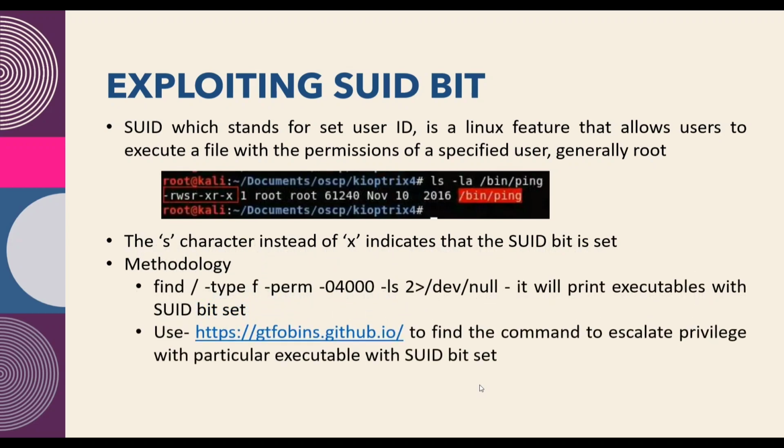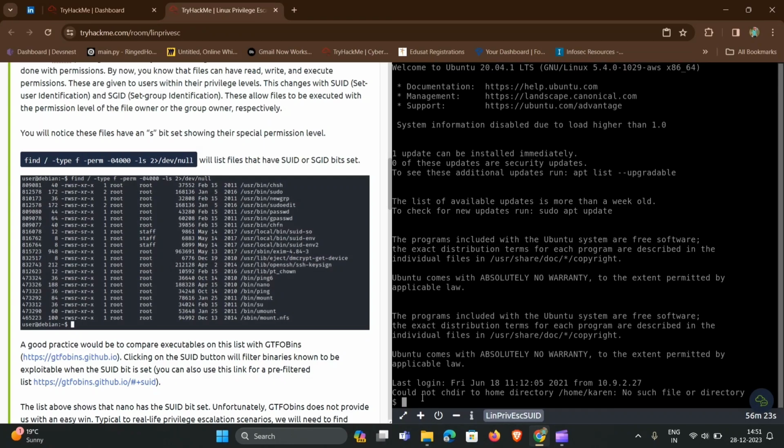Basically, SUID stands for set user ID, which is a Linux kernel feature that allows a user to execute a file with the permission of a specified user. Generally, it is the root user. As you can see in this image, there is an s character instead of an x, which represents that the SUID bit is set on the ping file. And this ping file will run with root privileges. Now we are going to exploit this to get the root privileges.